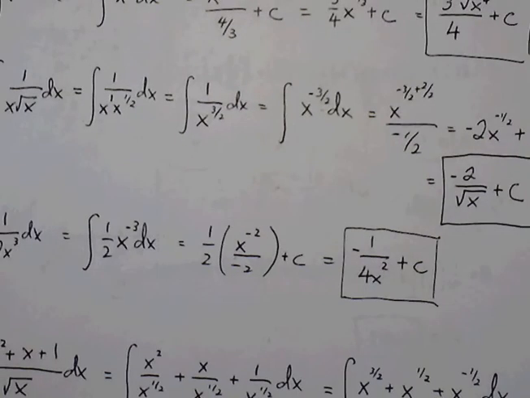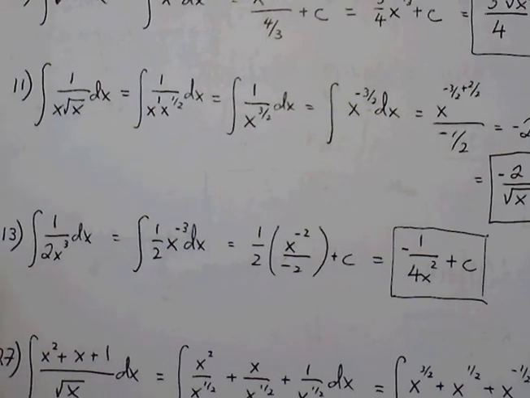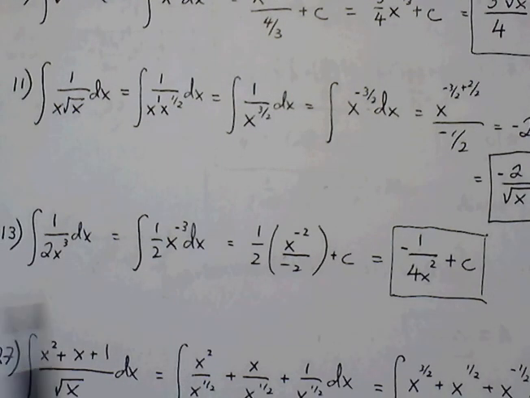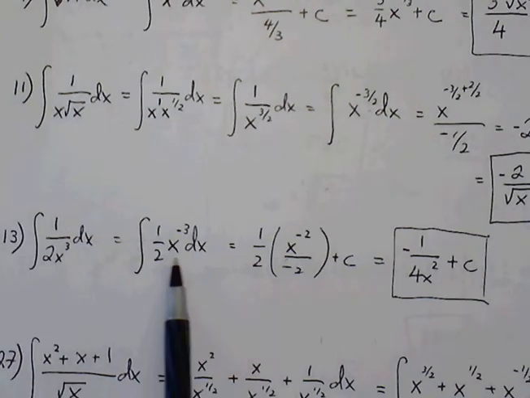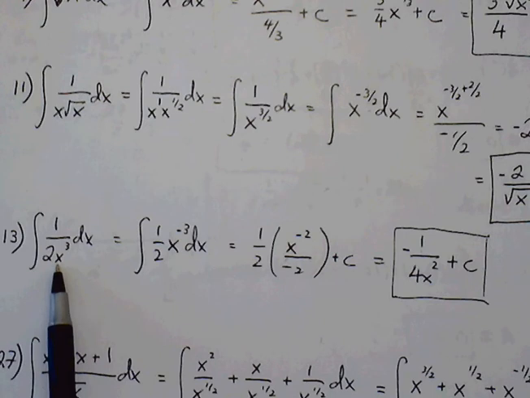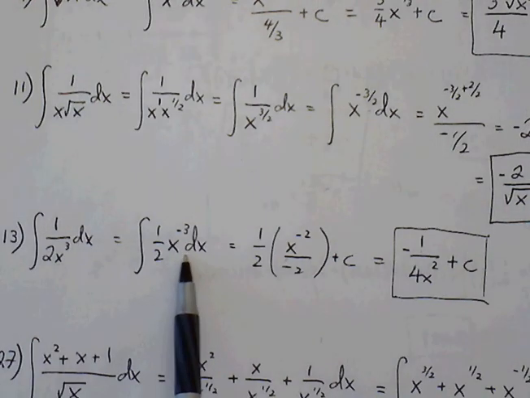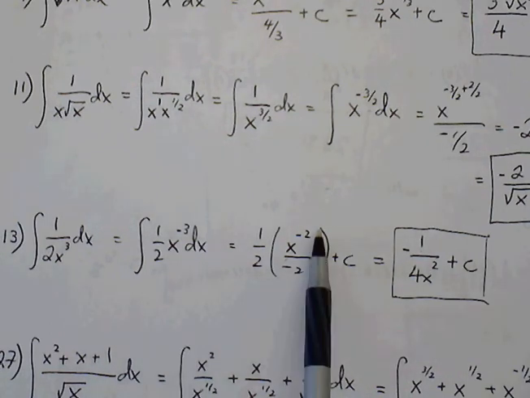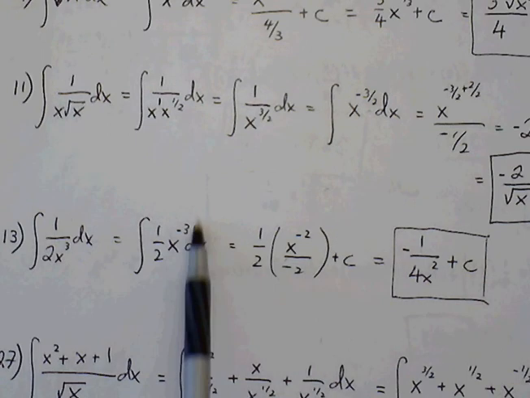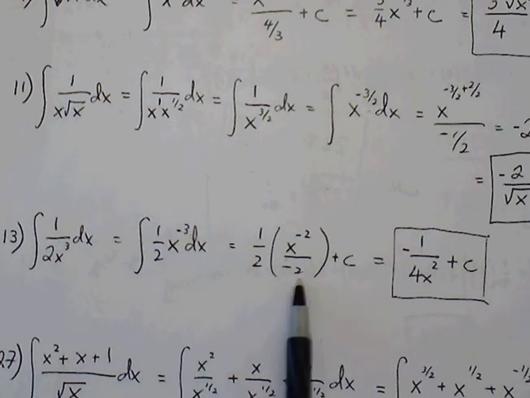All right, number 13, the integral of 1 over 2x cubed dx. The 1/2 is just a leading coefficient, and this x needs to be brought up to the top if I want to apply the power rule. So bring the x up to the top, so we get 1/2 x to the -3 dx. I'm only going to apply the power rule for x to the -3, so I get x to the -2 over -2. I added 1 to this exponent.